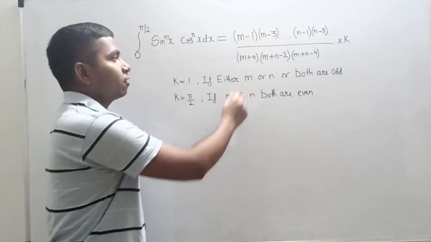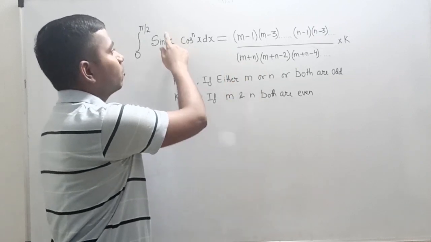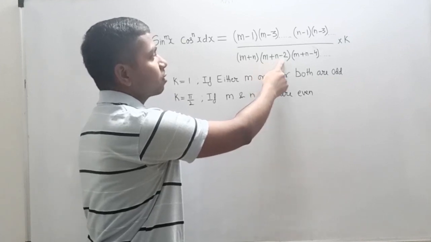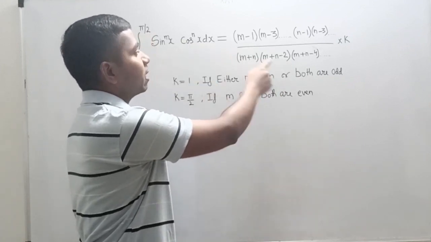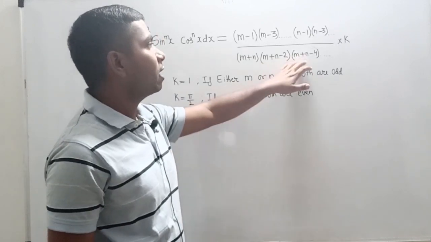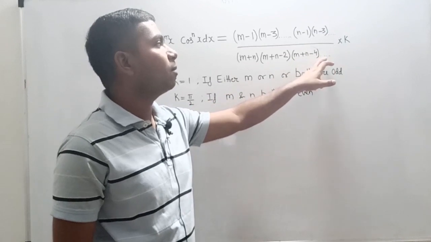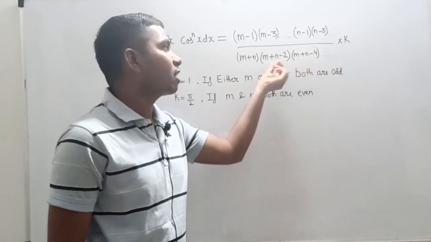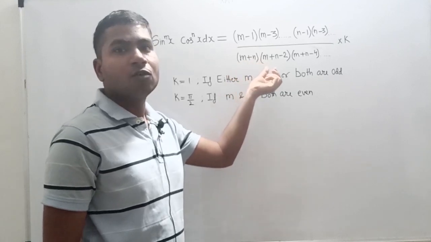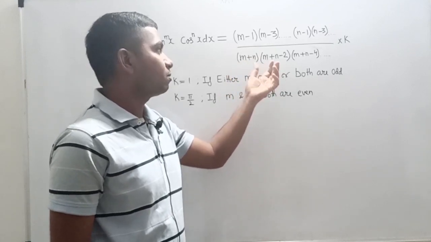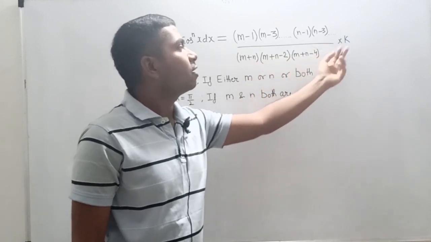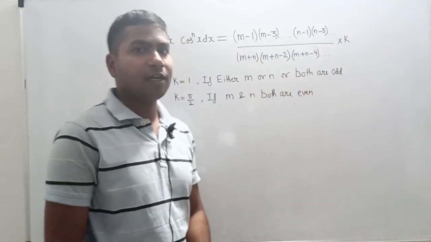In the denominator we have to write m plus n, both the powers added, and multiply with m plus n minus 2, so we subtract even numbers in the denominator. Again m plus n minus 4, then the next value will come m plus n minus 6, because we are subtracting the even numbers. In the first term I had not written m plus n minus 0, you may write it, but 0 is 0 so we can eliminate it. So m plus n minus 2, minus 4, then minus 6, minus 8 and so on you can write easily.